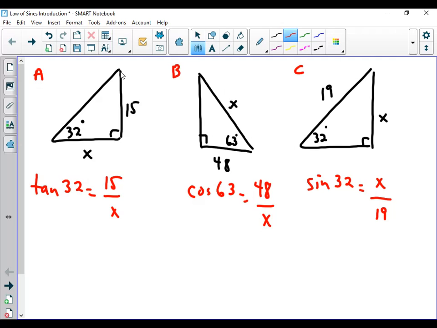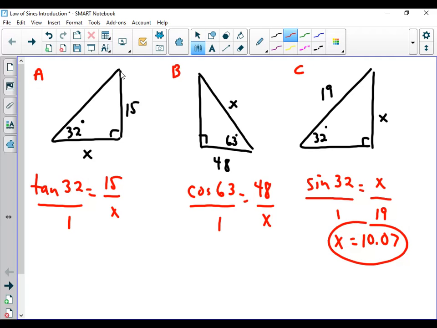And then remember, trying to solve those, we usually put them over 1 to help us out. Sometimes when I cross multiply, I have my answer right away. Other times I have to take the extra step of dividing. Which one of those would I have my answer right away when I cross multiply? Yeah, C. Once I plug that in, you should have ended up with about 10.07. The other 2, though, when I cross multiply, I don't quite have my answer yet.